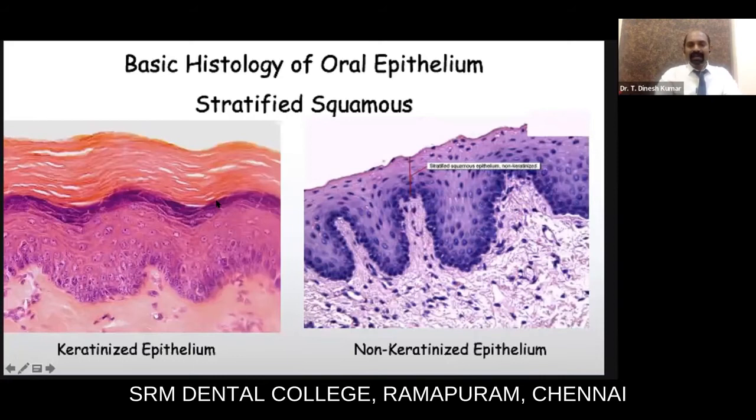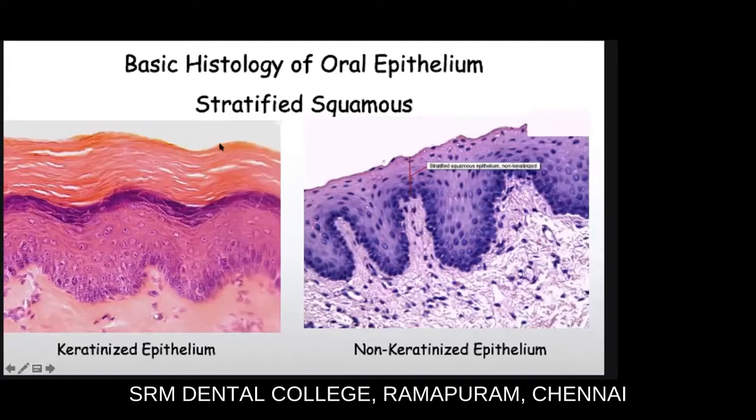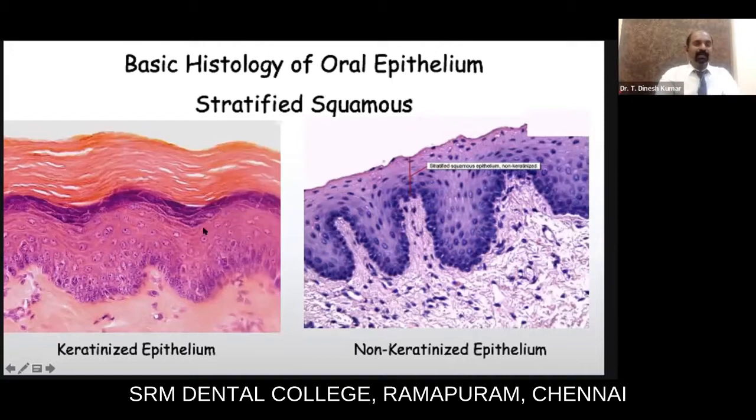Within the oral cavity itself, there are areas where these squamous cells can differentiate and produce a proteinaceous product called keratin, and some areas that don't have keratin. For example, in your buccal mucosa, the same stratified squamous epithelium does not have the ability to produce keratin, whereas in the hard palate and gingiva, this epithelium has the ability to produce keratin. So based on whether it is able to produce keratin or not, we call it stratified squamous keratinized epithelium or a non-keratinized epithelium.